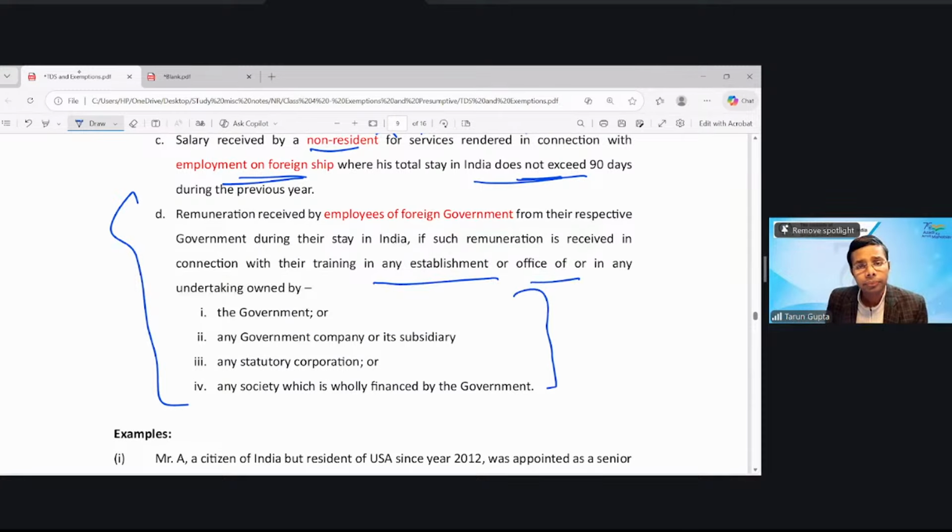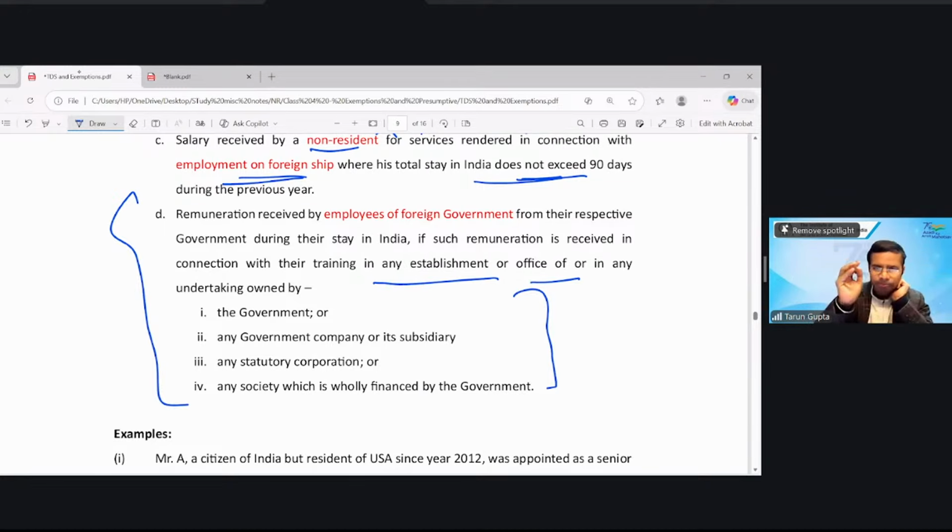You with me? I know, because without the exemption, such an amount would be taxable in India, and the foreign government would even be required to withhold tax under Section 192. But this is important for Indian government employees to have international exposure. So the government has given an exemption. If any government employee of a foreign country visits India to give training to my government employees, then whatever amount he is receiving in his home country or in India, it shall be exempt.